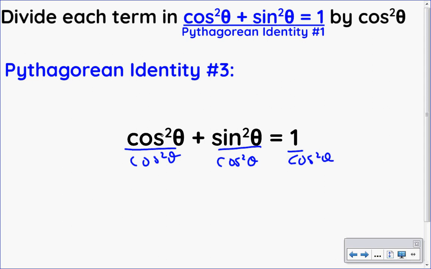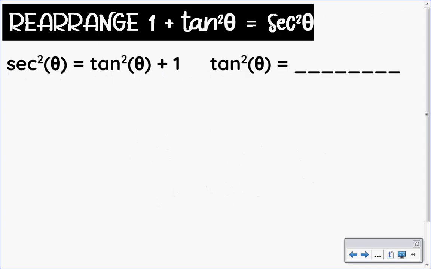So here I have cos squared divided by cos squared is 1. Sine over cos is the same as tan, so sine squared over cos squared would be tan squared. 1 over cos is the same as secant, so 1 over cos squared would be the same as secant squared. And that is Pythagorean identity number 3. 1 plus tan squared equals secant squared.